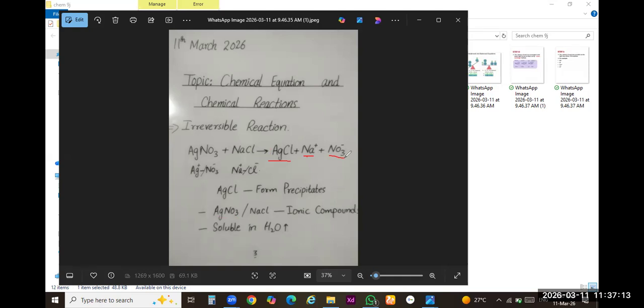It's your choice. There are 3 to 4 examples. You can choose any one example of irreversible reaction and any one example of reversible reaction from book page number 60 and 61. Clear? Class 9, any confusion, boys?